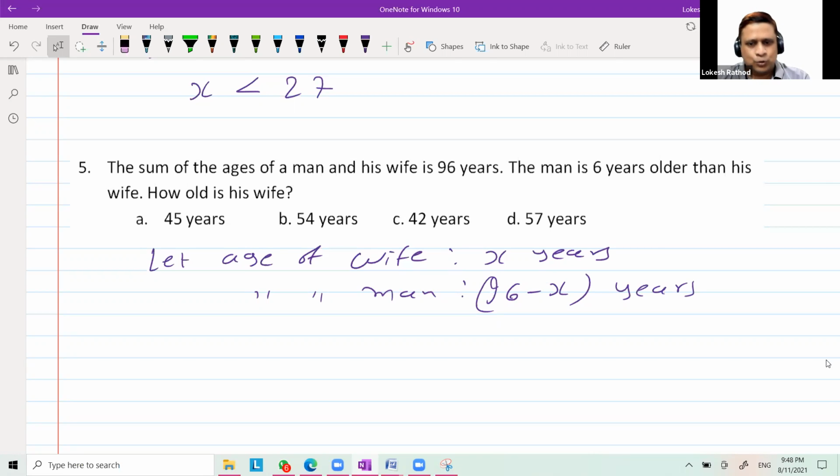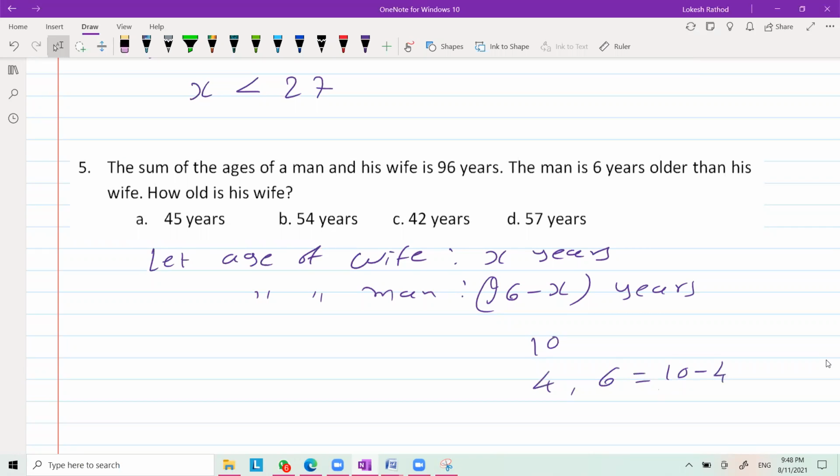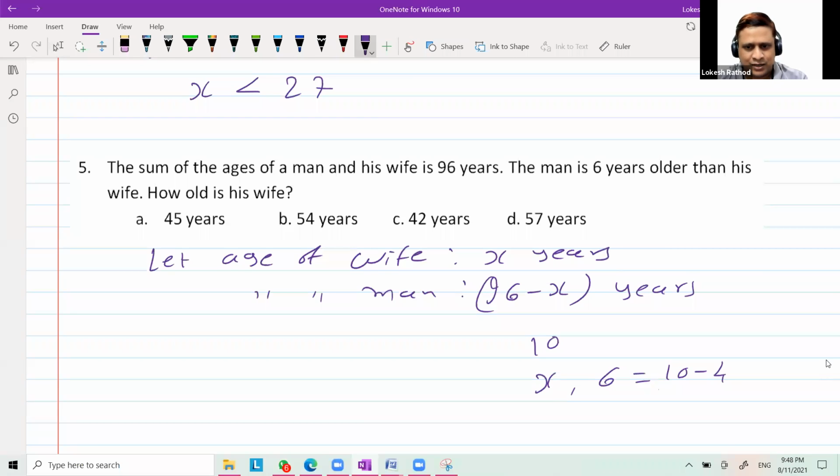Suppose someone says the sum of two numbers is 10 and one number is 4. So what is the other number? 6. That is nothing but 10 minus 4. Right? So same way, one is X. Suppose sum is 10. One number is X. What is the other number? That is 10 minus X. Same way, right? So it's 96 minus X.